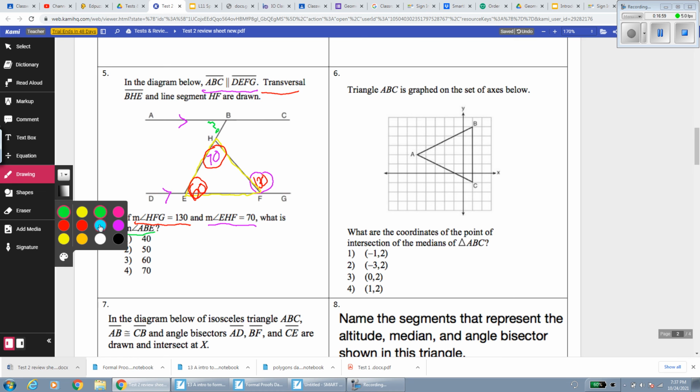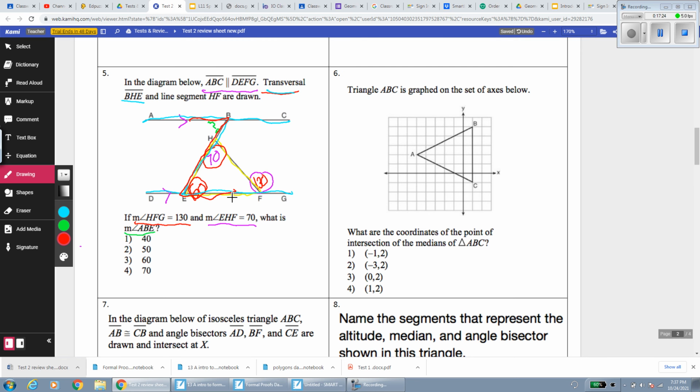Now, I don't really see where to go next. So I'm going to go to my parallel lines because that was part of my given information. So I'm probably going to have to use it. And my transversal. They told us in the question that BHE is our transversal. So I want to make this super, super clear. So let me just highlight this part over here.